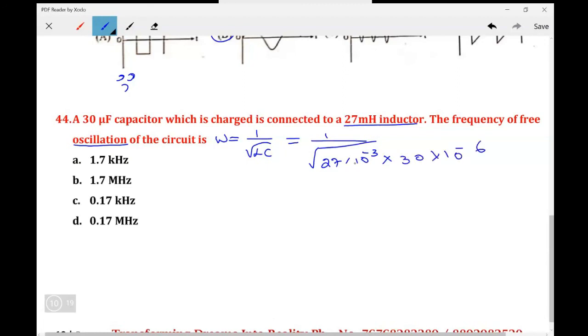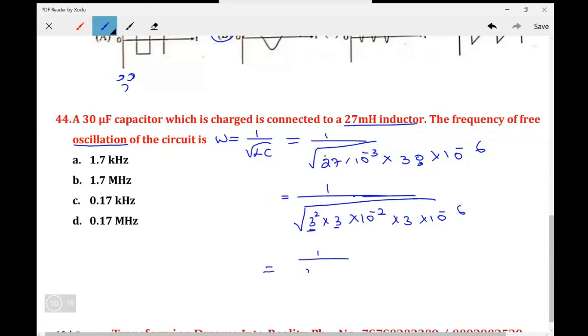Now let me take this as 1 upon root of, I'll write this as 3 square into 3, and this I'll take as 10 to the power of minus 2 into 3, into 10 to the power of minus 6. Why so? I have removed one power of 10 to reduce. So here you have 3 into 3, which is 3 square. Square root cancels and 3 comes out, so 3 times 3 is 9. 10 to the power of minus 2 and 10 to the power of minus 6 give 10 to the power of minus 8.